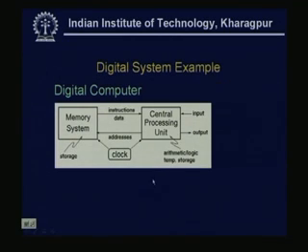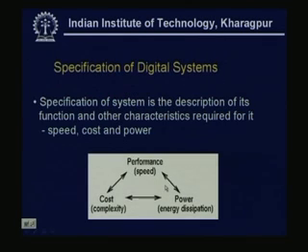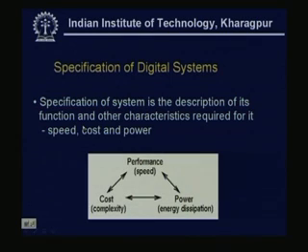Now some related things are there when we discuss digital systems or digital system design. One is called the specification and implementation of digital designs. See, when I want to develop or design a system, what do we mean by specification of the system? It is the description of what I want by designing this system, what problem I actually want to solve, what will be the function of this system. So simply, specification means the description of its function and other characteristics required for its use, say speed, cost, power. Say what should be the speed of one system?